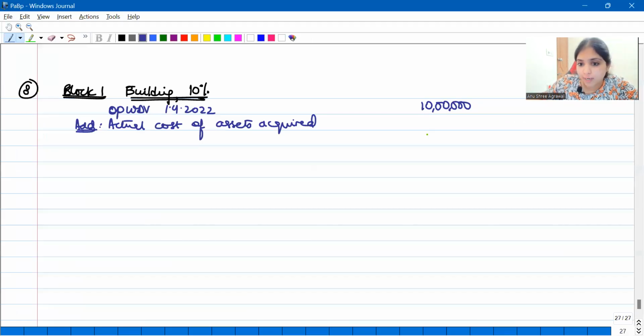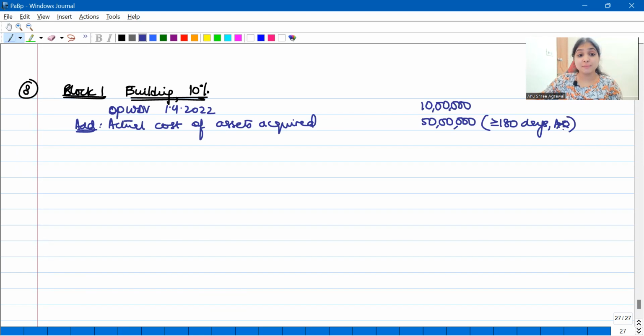So I have acquired a building for 50 lakhs. I have also made you write a rule that whenever you acquire an asset, you always think about two things. Tell me, did we put the asset to use for at least 180 days? Yes. And what's the second thing I asked you to think about? Additional depreciation. Here, tell me, will we have additional depreciation? It's building. Building, no additional depreciation. Additional depreciation only for plant and machinery.